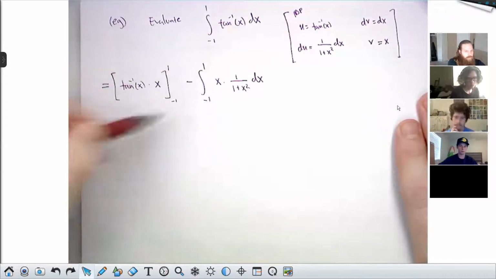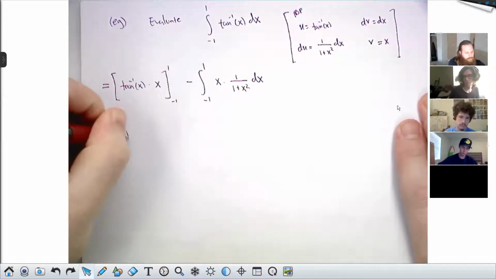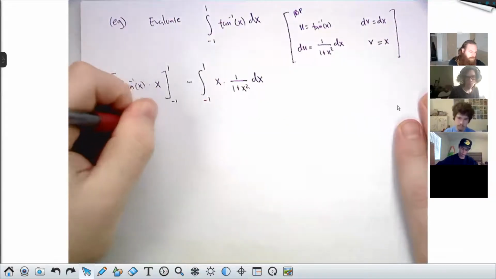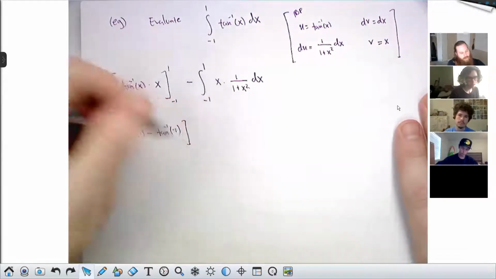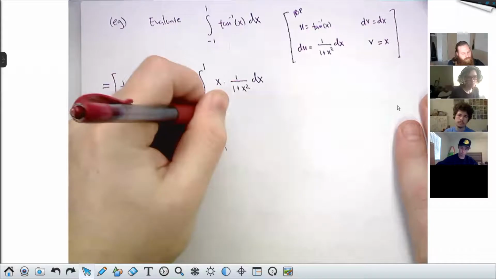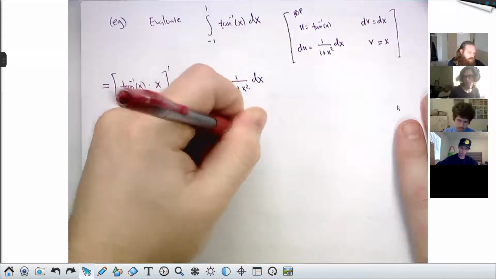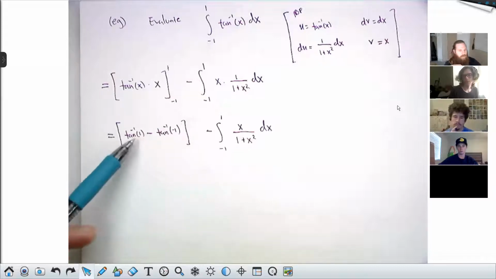I'll also go ahead and do this evaluation here. It's a good habit to do that right away. So this is going to be the inverse tangent of 1 times 1 minus the inverse tangent of -1. I'll write that like that for now. And then over here, I'll write this as the integral from -1 to 1 of x over 1 plus x squared dx. And now I need your help for a few things. Let's start on the far left. What is the inverse tangent of 1? What is this?